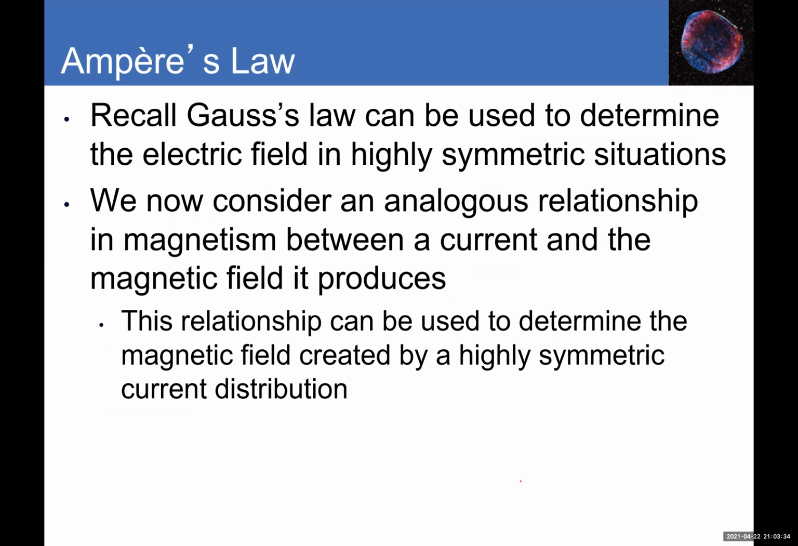Okay. Now, basically, recall that Gauss's law can be used to determine the electric field in highly symmetric situations. We're now going to consider the analogous relationship. That means Ampere's law does to the magnetic field what Gauss's law did for the electric field. So we're going to find a relationship that relates some kind of imaginary loop to the magnetic field due to some kind of highly symmetric current distribution.